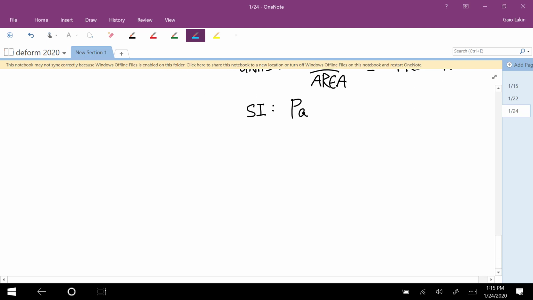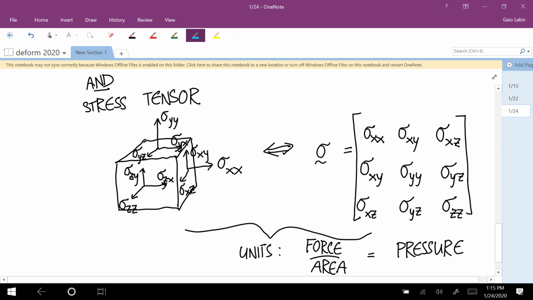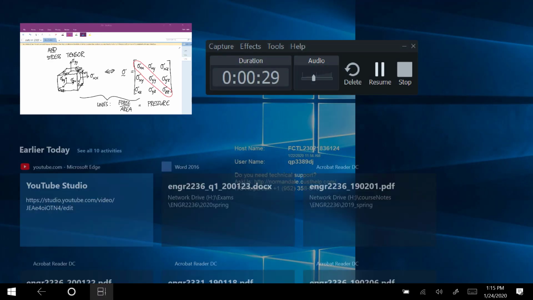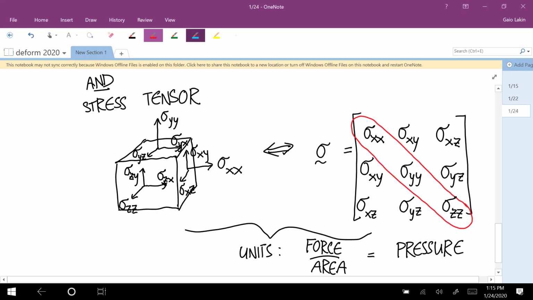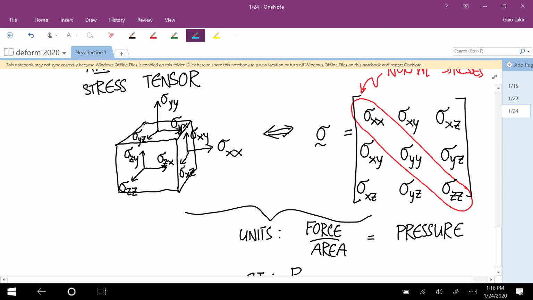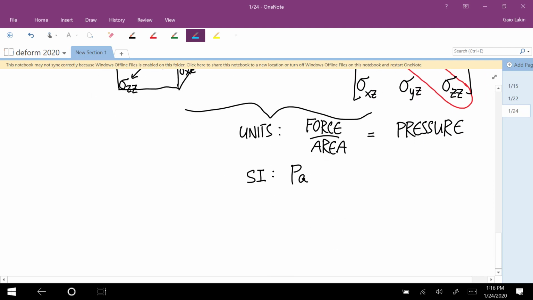The diagonal elements are called normal stresses. Okay, these are the normal stresses. So what does it mean that those are the normal stresses? Well, it sort of makes sense if you look at the stress cube. What's special about those 3 in the diagonal? That's right. They're all normal to the face that they're acting on.